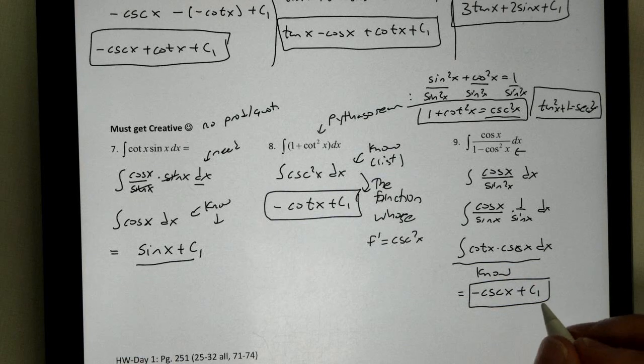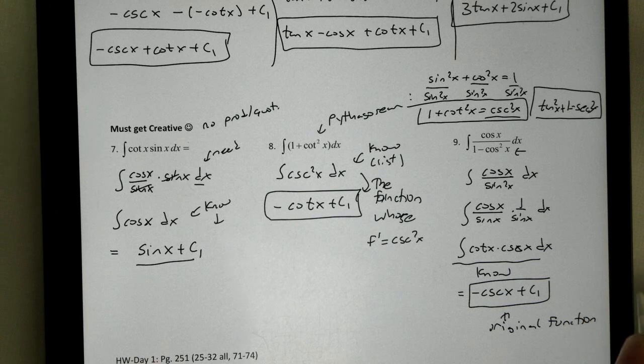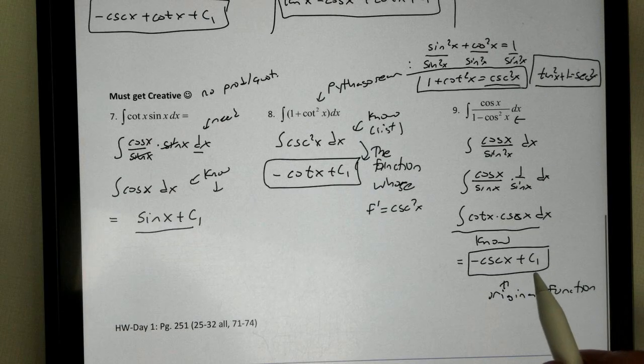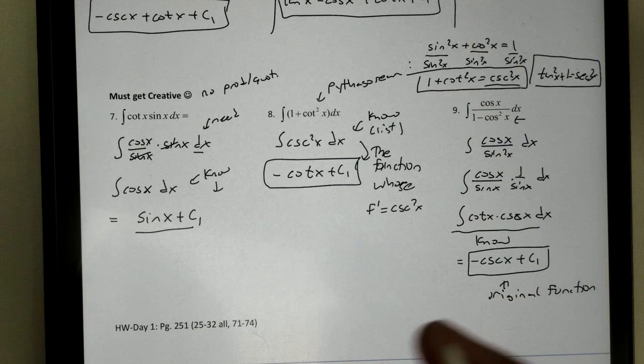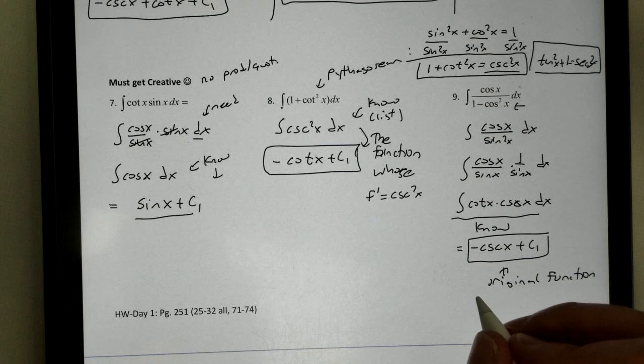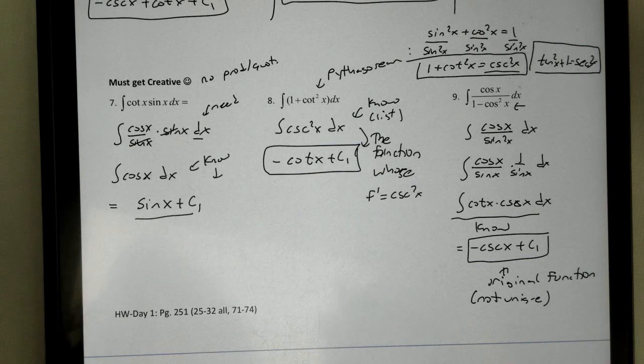Now remember, this is the original function. That's what this is saying. This function's derivative is cotangent, cosecant, or this is another way we could write it, of course. And remember, because of that plus c, this is not unique. We're going to talk more about that starting tomorrow, okay?